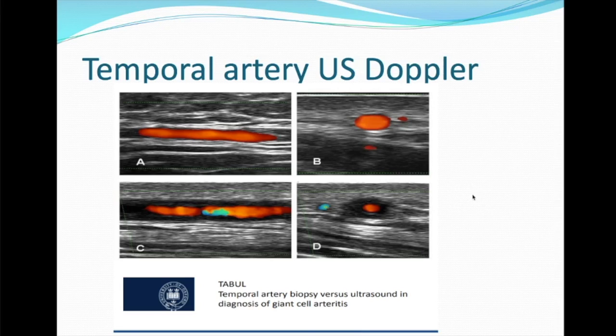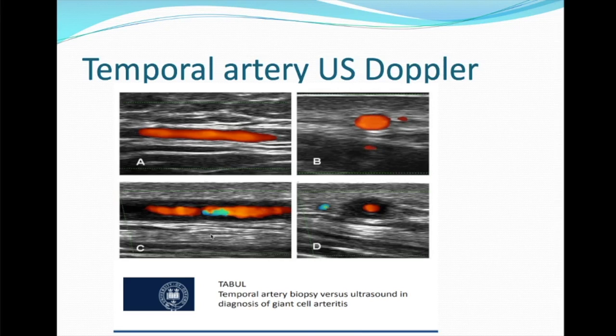So the next slide shows images of the temporal artery on ultrasound. On ultrasound image A, you can see there's a nice uniform temporal artery, and the Doppler signal shows good blood flow. Image B here is the transverse section, and A is the longitudinal section. On B, you can see the blood flow completely filling up the lumen.